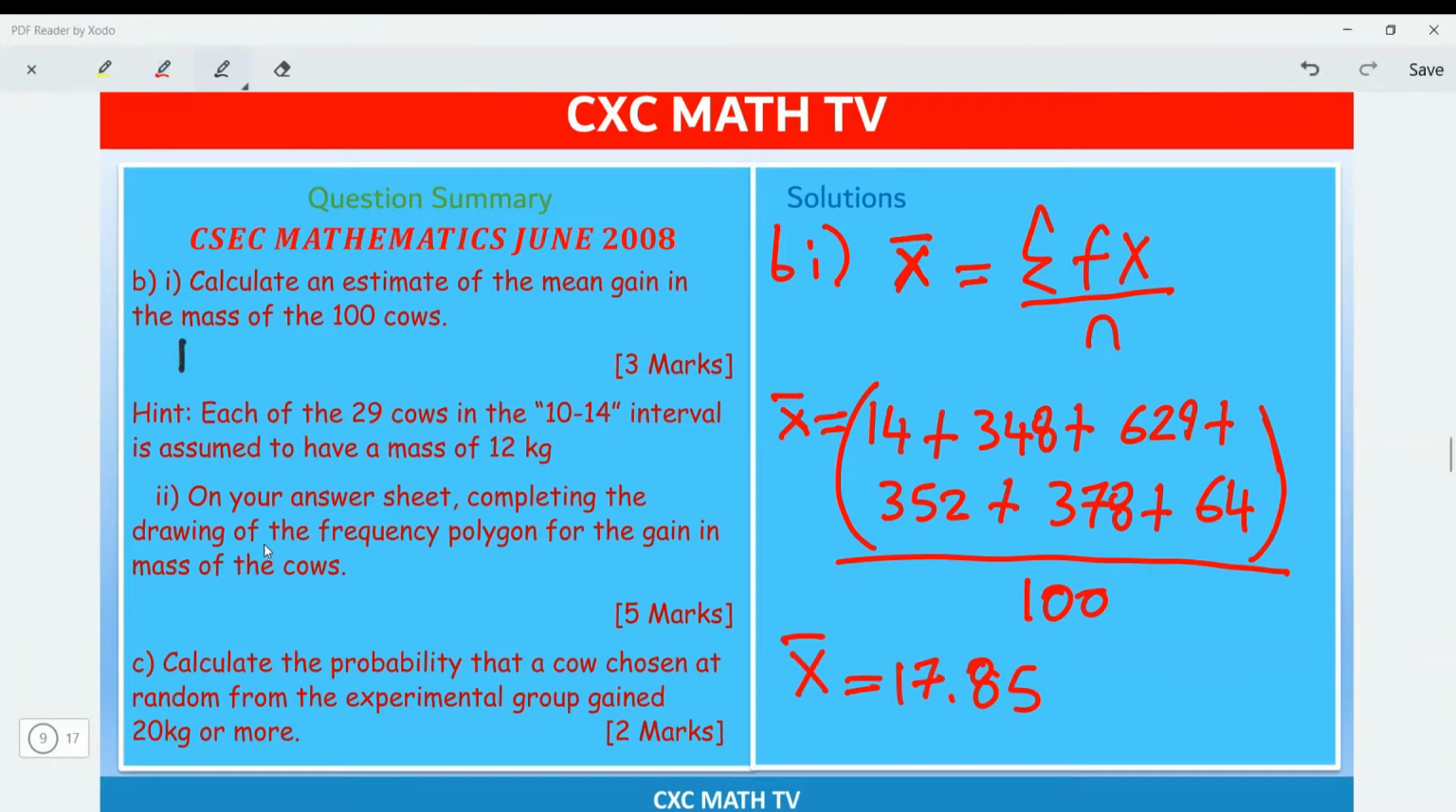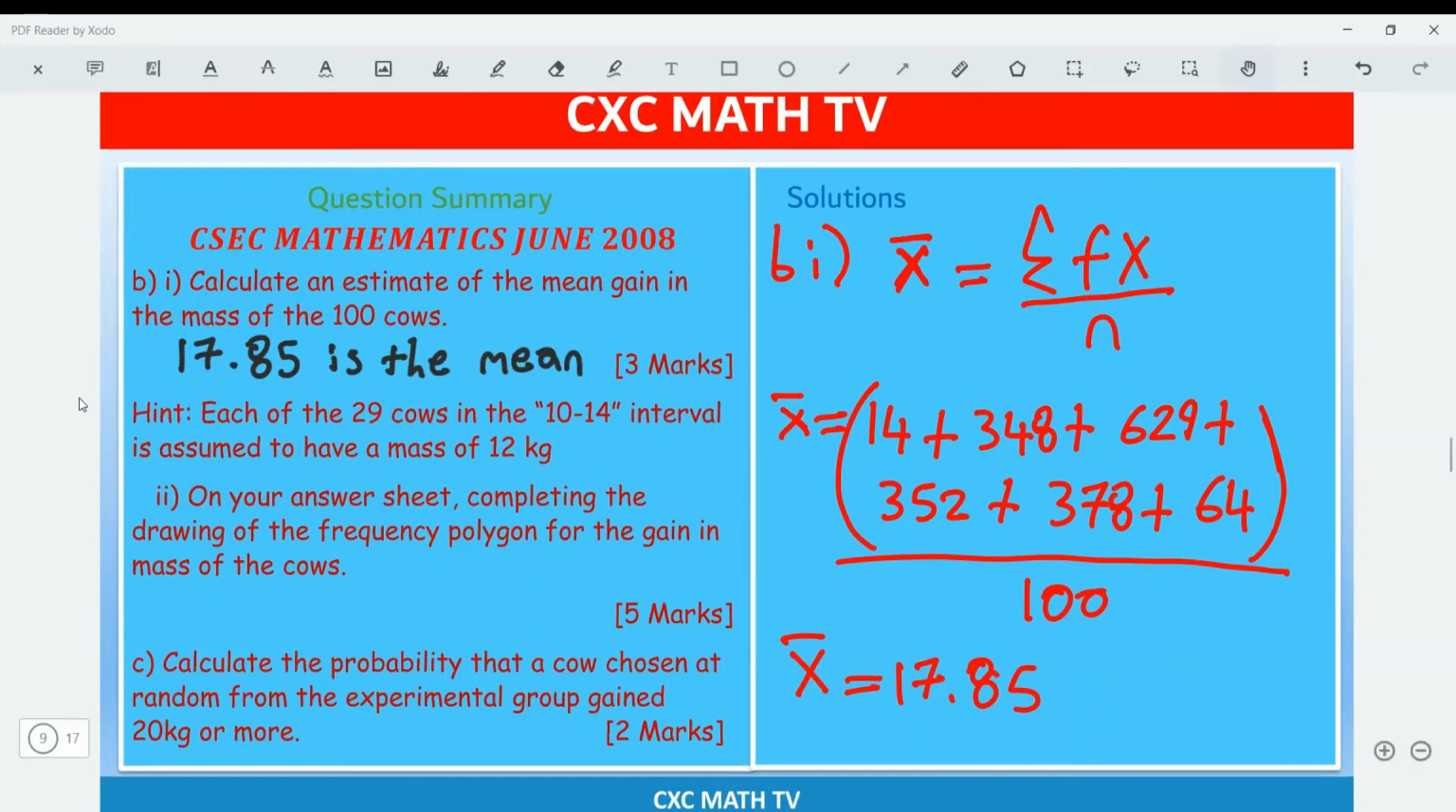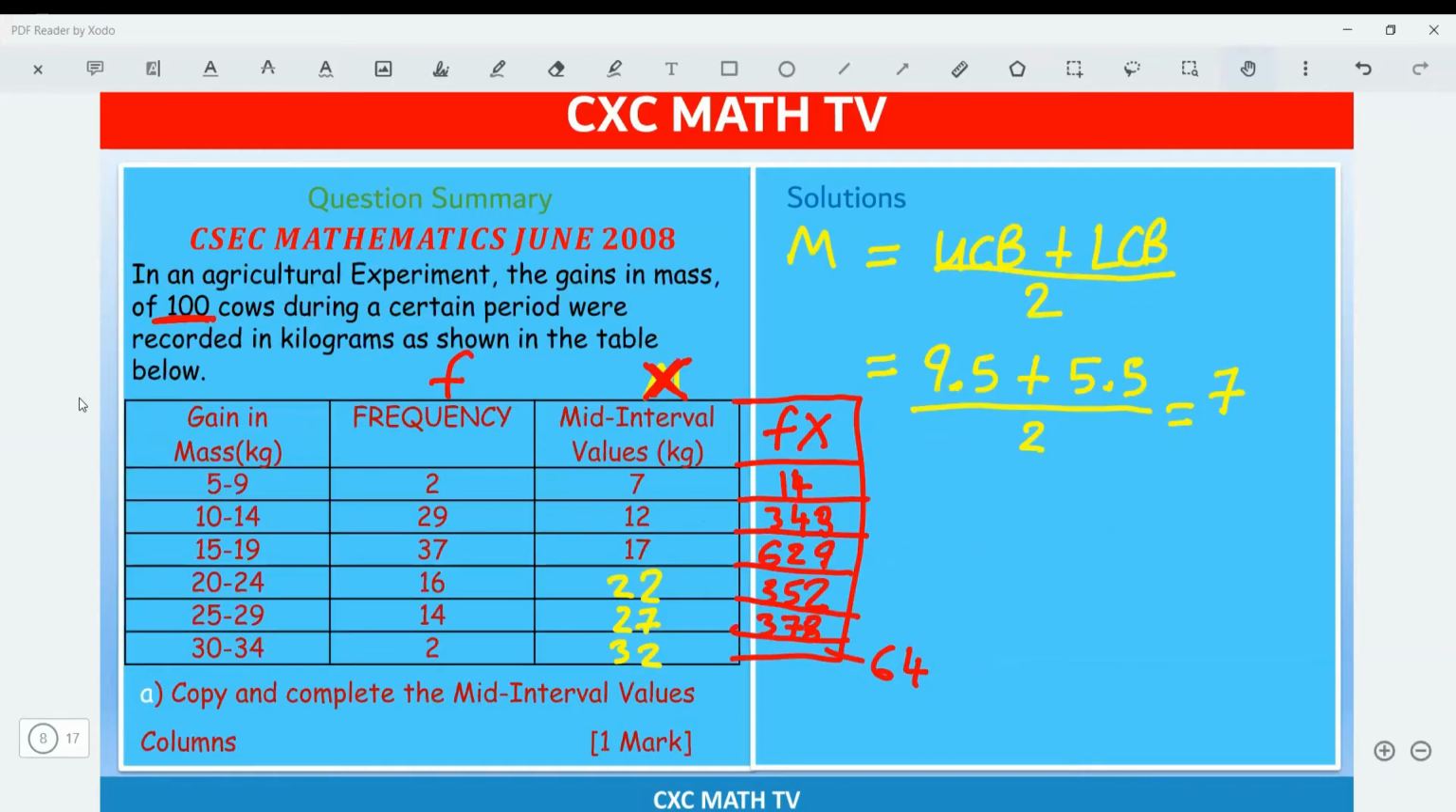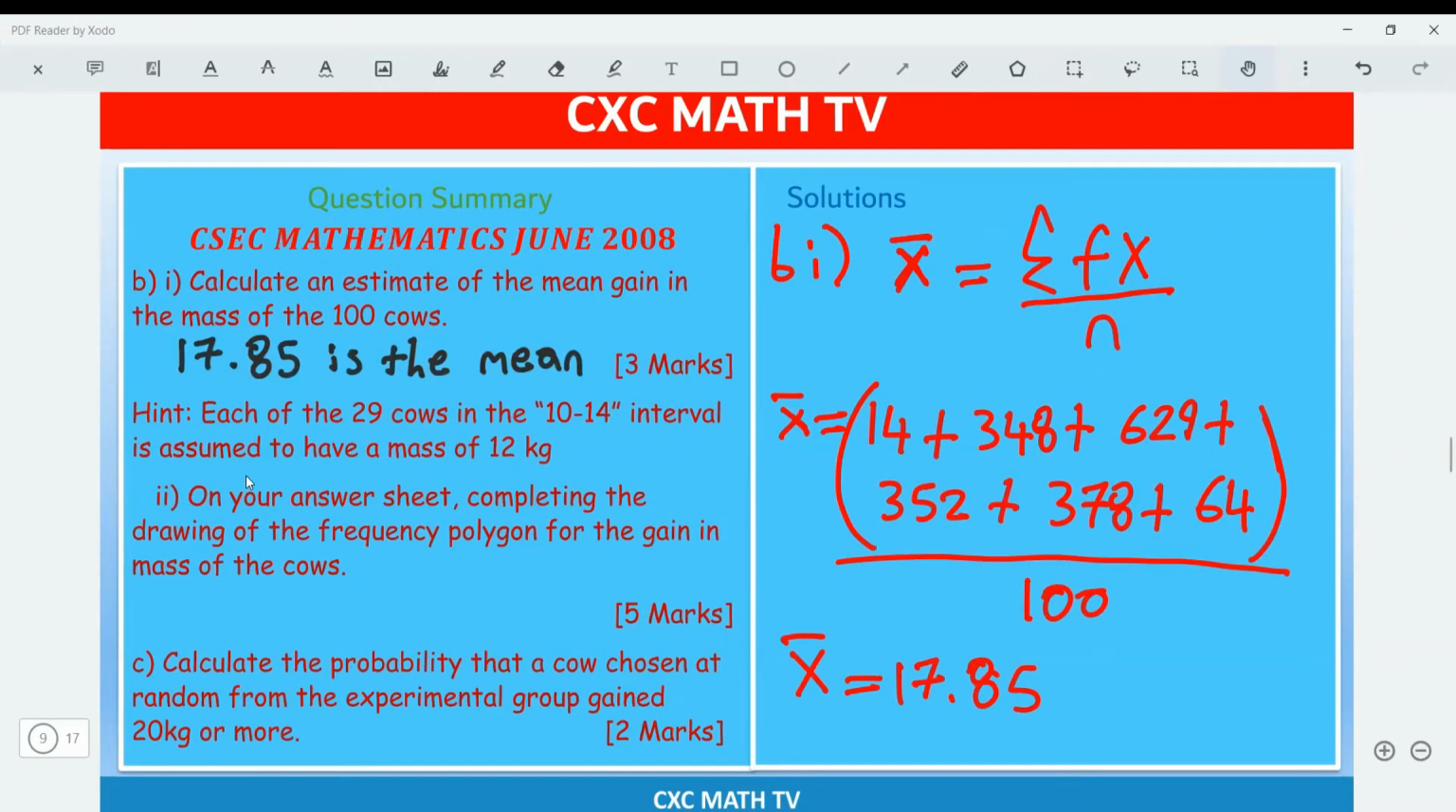So we can say 17.85 is the mean. And it's really an estimate. All right. So that's the mean, 17.85. And remember, it's in kilograms, 17.85 kg. All right, 17.85 kg. Now, the next part of the question, so that got rid of part 1.